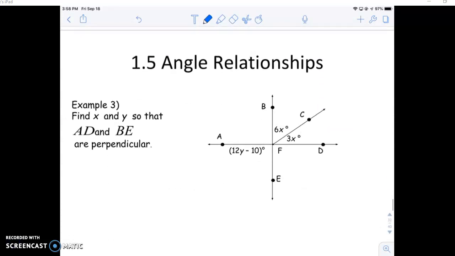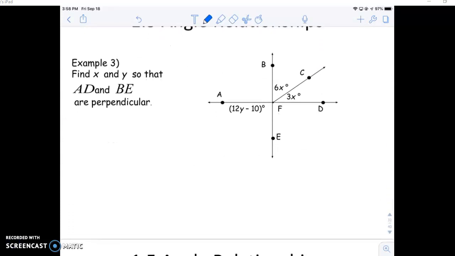Next, angle relationships, where we are going to solve. Once again, like I said earlier, we have a lot of these problems. So it says find x and y so that AD and BE are perpendicular. Remember, we can determine lines are perpendicular if they form 90-degree angles. So we have to solve this to prove that those two angles are 90 degrees. What we could do is set this equal to 90. That's the way we are going to do it.